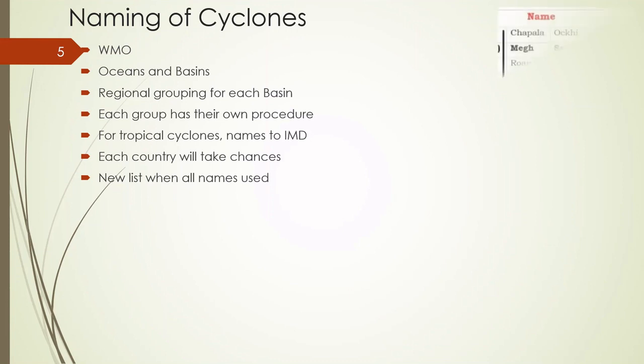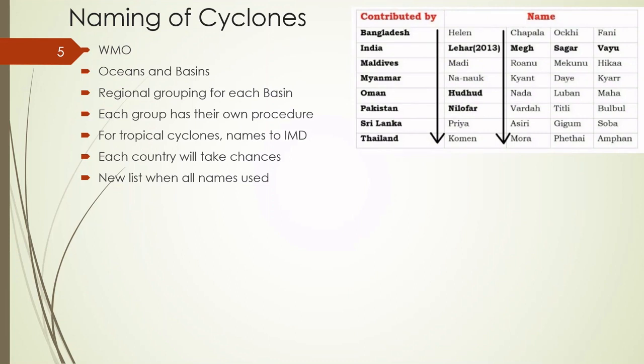To make it clear, we can see the previous list which was given by the countries to the IMD. You can see the order of the countries, arranged alphabetically, and the names are used one after the other, with each country taking chances. After Fani, it was Vayu, then Hikka, Kyarr, Maha, Bulbul, Soba, Amphan. These are all cyclones that happened in the 2019-2020 time frame. So it will be better to give a look at these names, and if there is a question related to these names, be sure that it is regarding cyclones.